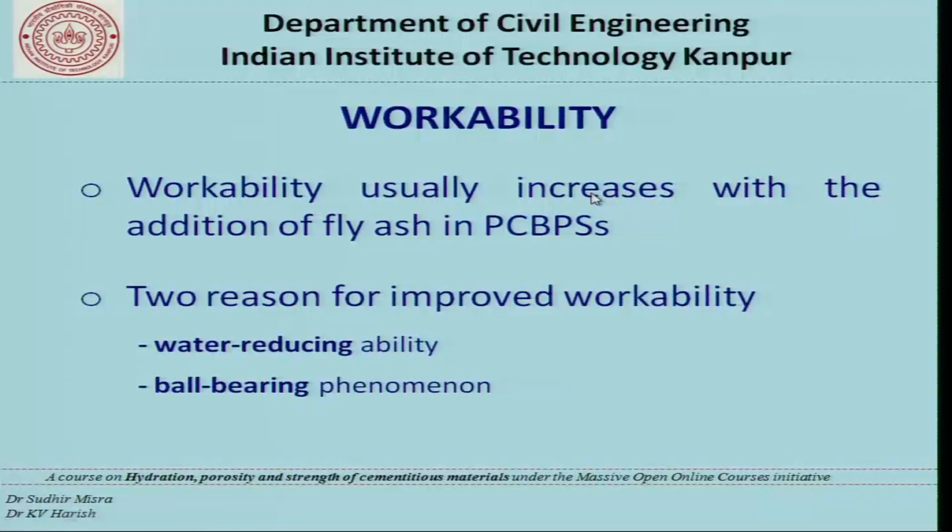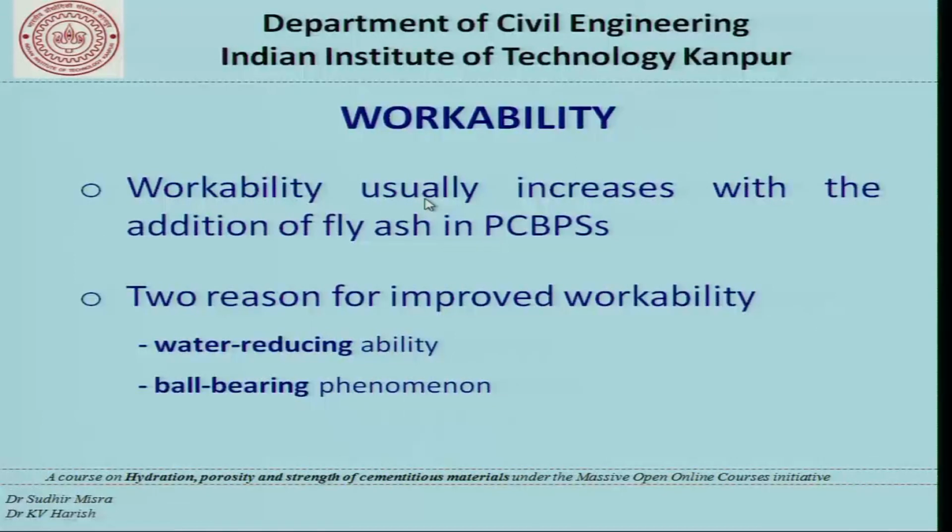Now, the second property is workability. Workability usually increases with the addition of fly ash in Portland cement based paste system. Whenever we say usually increases, we are assuming that fly ash is used at recommended dosage levels, that is between 15% to 35%. So, within that dosage, the addition of fly ash increases the workability. And why do you get an increase in workability? There are two reasons. One is water reducing ability, the other one is ball bearing phenomena. So, we will see each one of them.